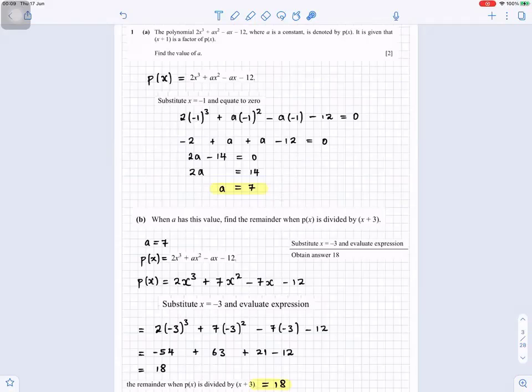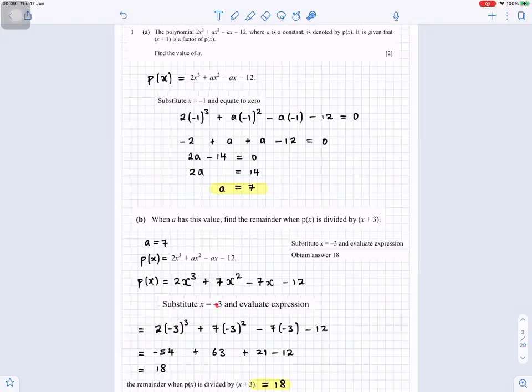Part B, when a has this value, find the remainder when p of x is divided by x plus 3. So we know a is 7. So we substitute a to be 7. And when you divide by x plus 3, that means you substitute x equals minus 3 and you evaluate the expression.